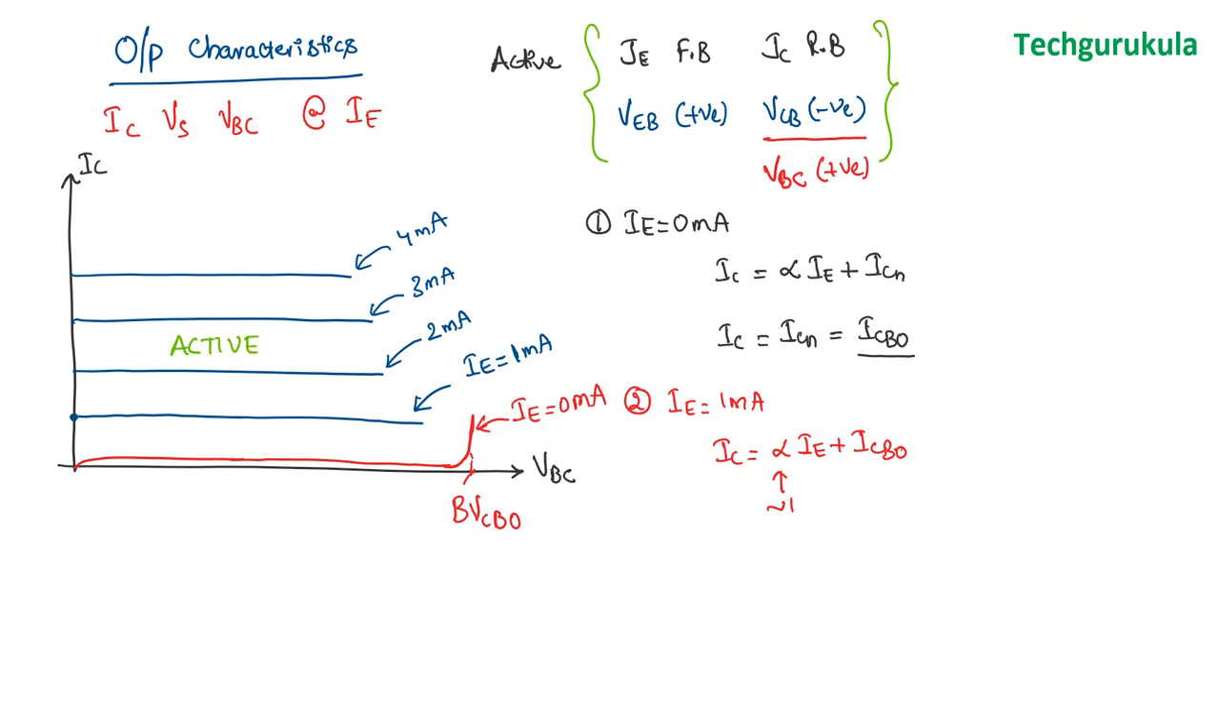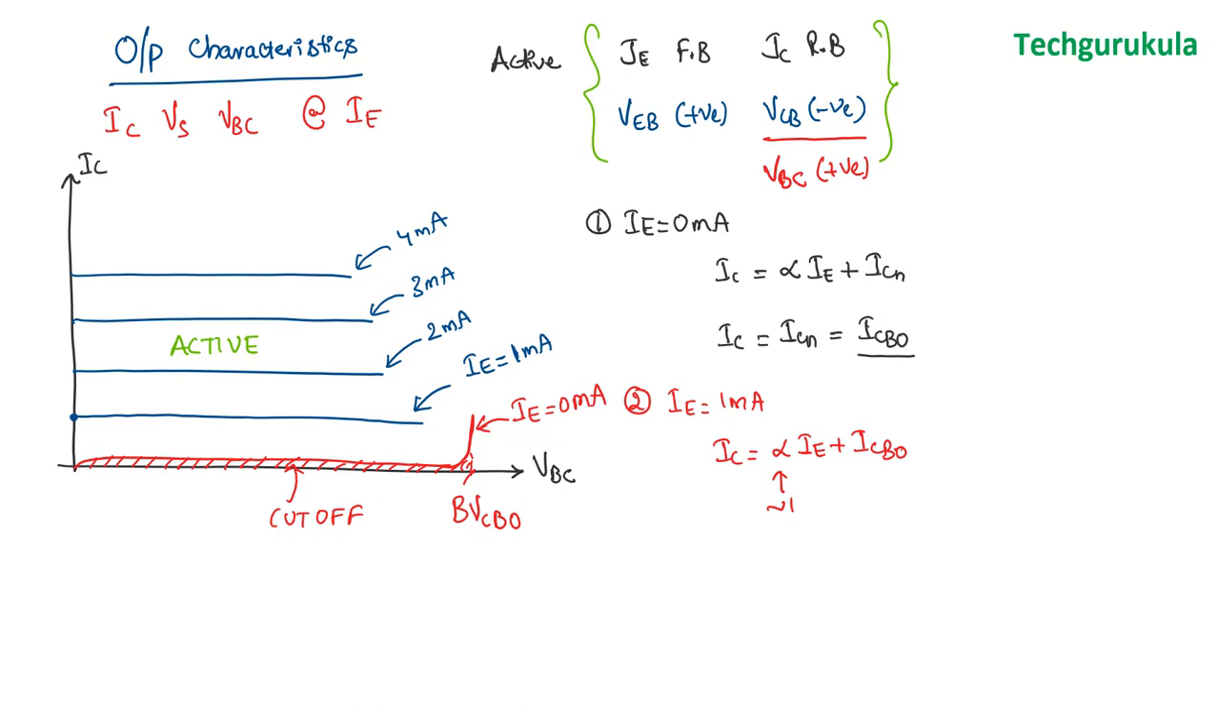So the characteristics we have seen here are for the active region of operation for the common base configuration of BJT. Now when we come to this point where IE is equal to 0 milliamperes, if IE becomes negative, which means the emitter junction is reverse biased, hence anything below this curve would mean that we are in the cutoff region. So let me represent that here. So this is corresponding to cutoff.